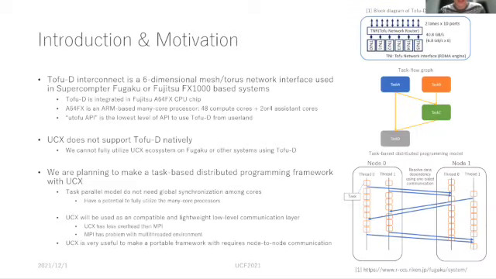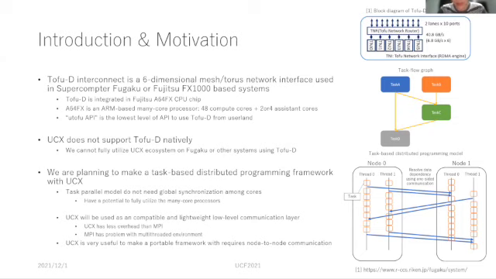First, I will explain the introduction and the motivation for our work. The first is an explanation of Tofu D. The Tofu D interconnect is a 6-dimensional virtual torus network interface, which is used in the supercomputer Fugaku or Fujitsu FX1000 based systems. Tofu D interconnect is integrated in the Fujitsu A64FX CPU chip.